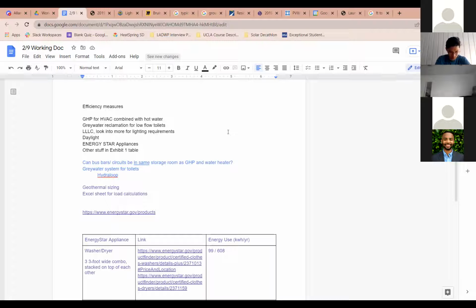But I just need to figure out the sizing for it. LLC is luminaire level control, which is basically smart lighting level control, where it's just like a smart system.